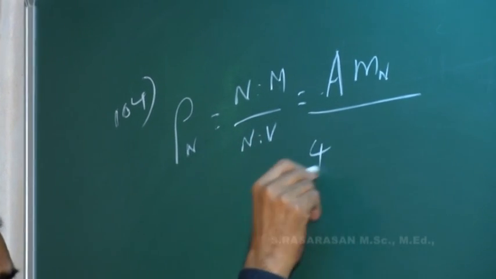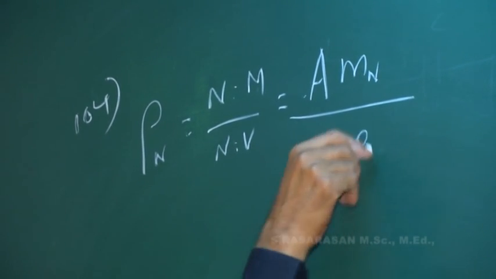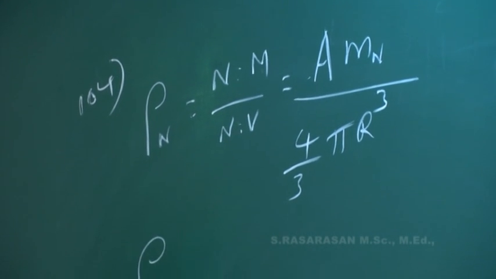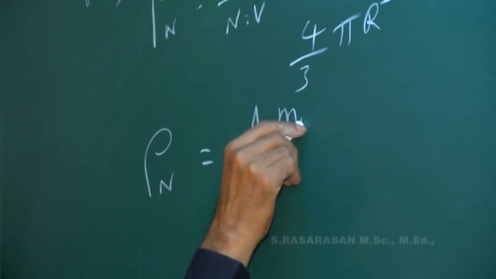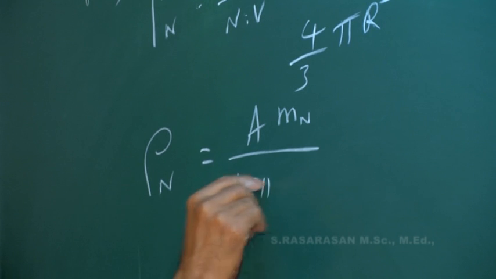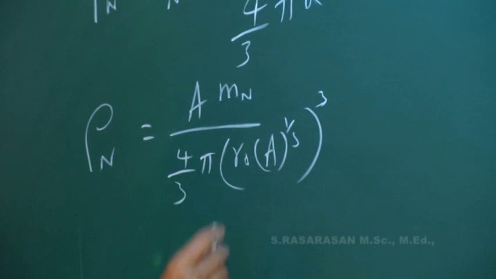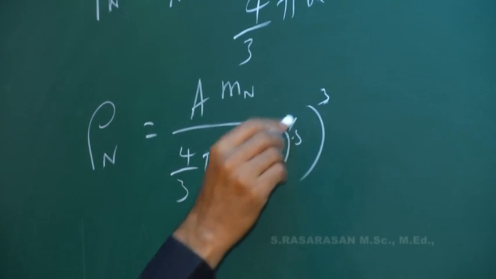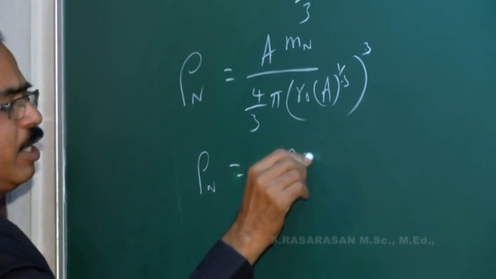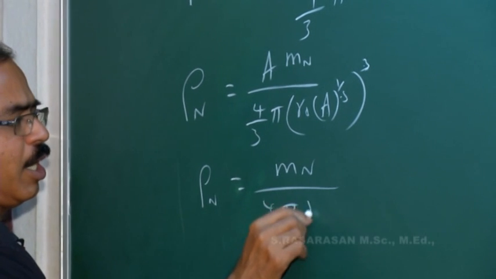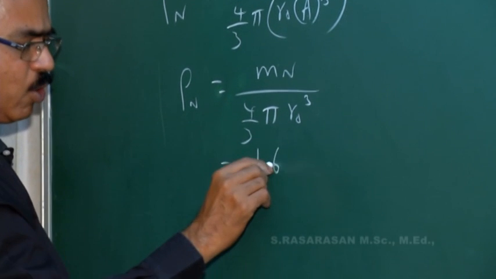By nuclear volume, which is 4/3 π r³, the volume of the sphere. Nucleus is assumed to be a sphere. We know the formula for the radius of the nucleus: r = r0 A^(1/3). So the density is A·Mn by 4/3 π (r0 A^(1/3))³. The 3 cancels and 3 cancels, thereby A cancels. So what is the remaining?